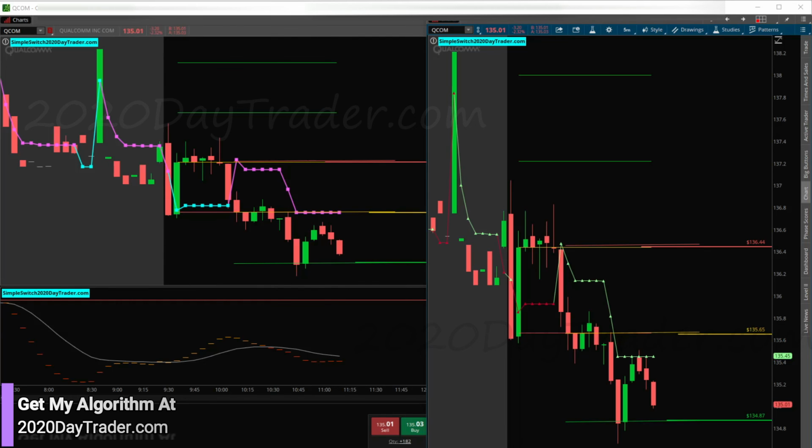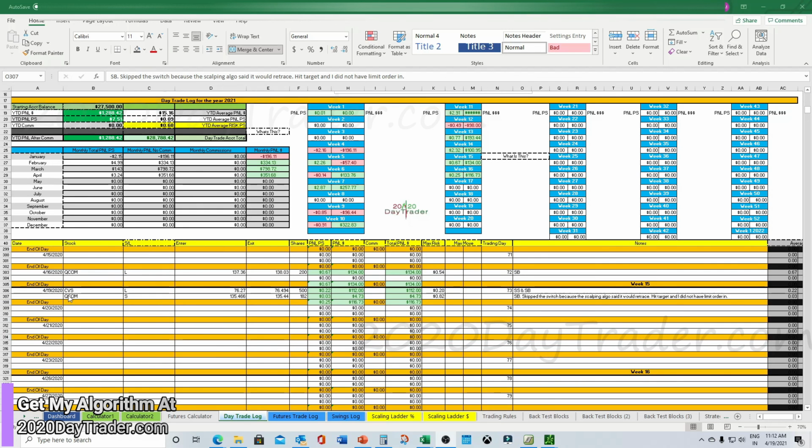All right, let's go look at the log real quick. Okay, so here we are in the logs. We got our two entries. QCOM, man, risk 82 cents, made 3 cents. So yeah, we skipped the switch because of the scalping algo, and then it hit the target, and I didn't have my limit order in, so I wasn't able to take advantage of that profit. But CVS was good. We did good on that. We just were light on the share size, unfortunately.